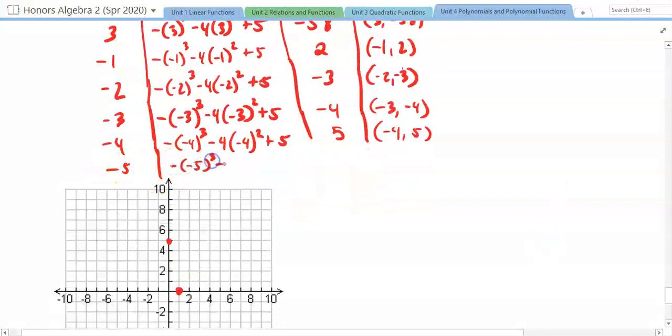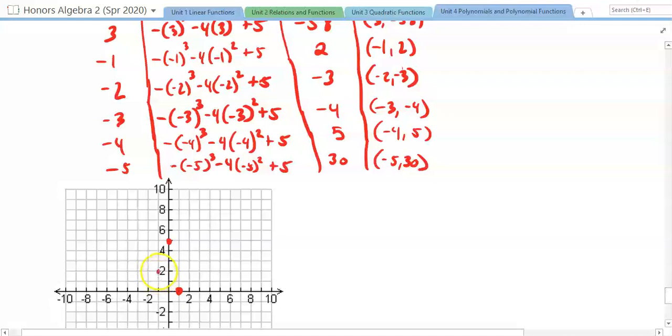So negative 5 cubed minus 4 times the negative 5 squared plus the 5. So this is going to give us a positive 125 when it's all said and done. This is 25 times negative 4 is 100. And so we're going to get 125 minus 100 is 25 plus 5 gives us 30. Do we think this is coming back from this direction at this point? The answer is no. And so we're going to plot the points that we have found at this point.